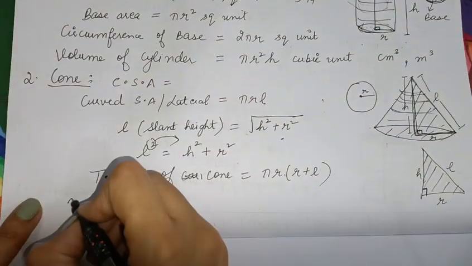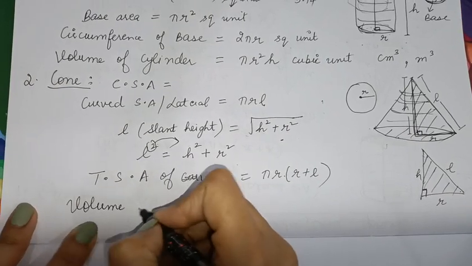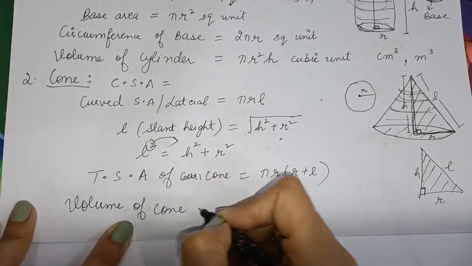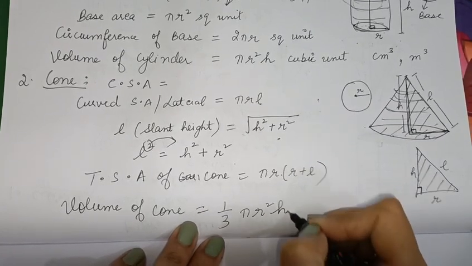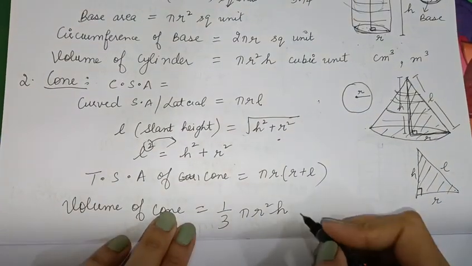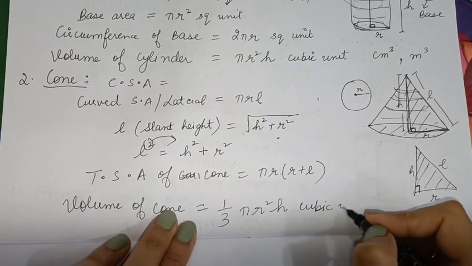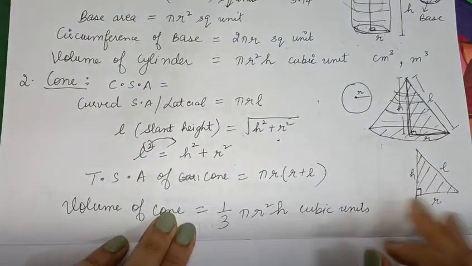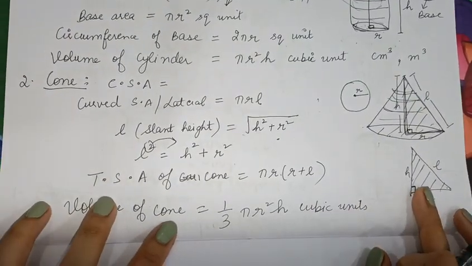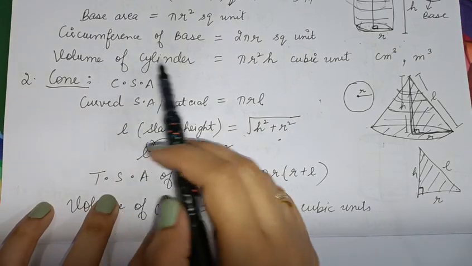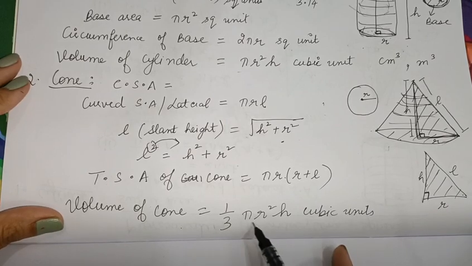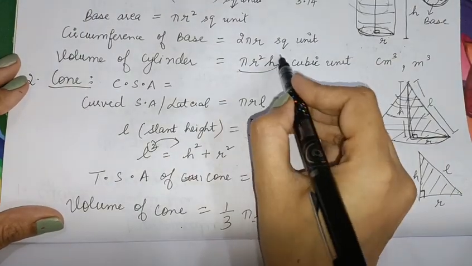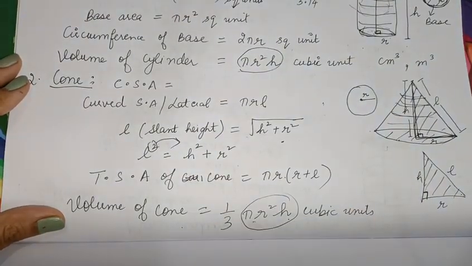Then volume of cone, its formula is equal to 1/3 pi r square h. Cubic units. For volumes always cubic units will be used, for area square units will be used. And if you compare, this is volume of cylinder, it is pi r square h. This is volume of cone, 1/3 pi r square h. You can see pi r square h is there in both.